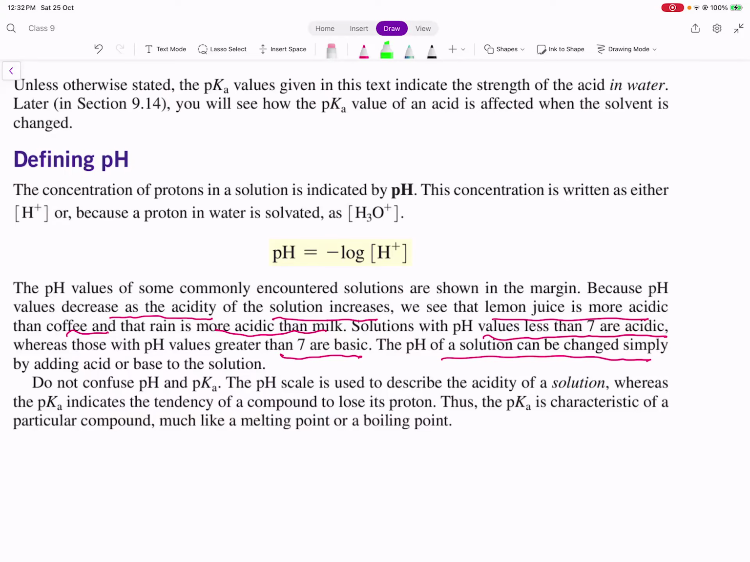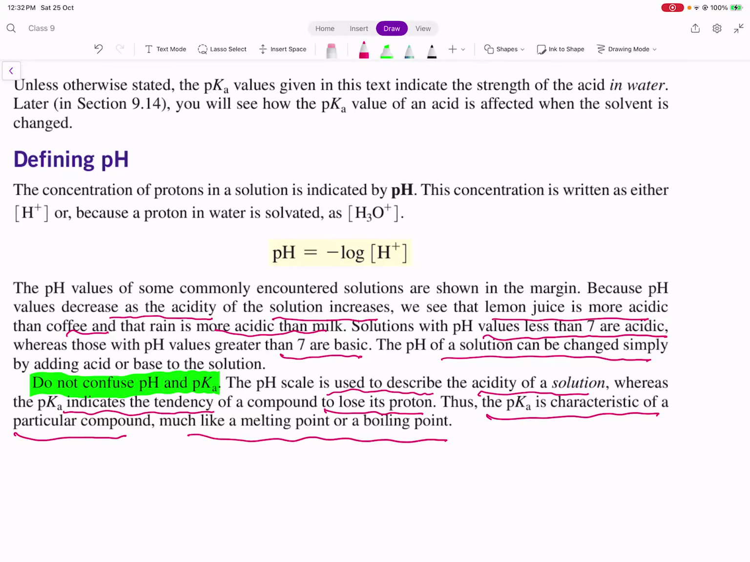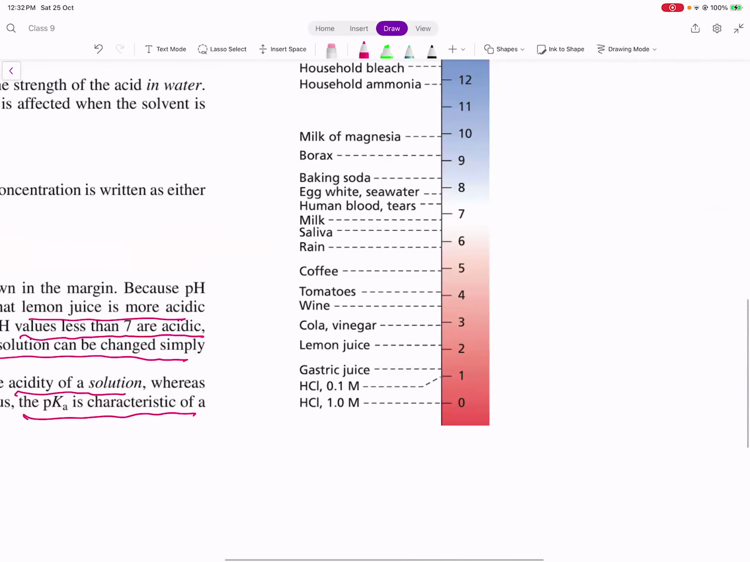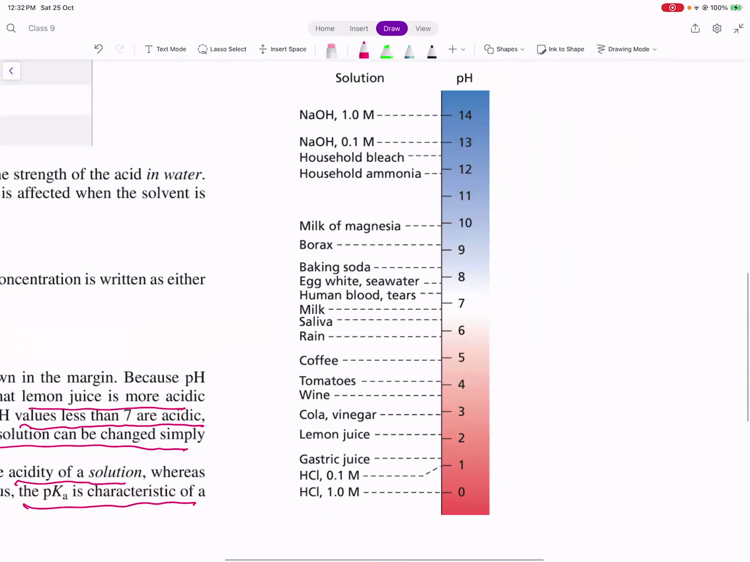Do not confuse pH and pKa. The pH scale is used to describe the acidity of a solution, whereas pKa indicates the tendency of a compound to lose its proton. So pKa is characteristic of a particular compound, much like melting or boiling point. pH will tell you whether the solution is acidic or basic. pH less than 7 is acidic. Human blood is slightly basic, 7.4.